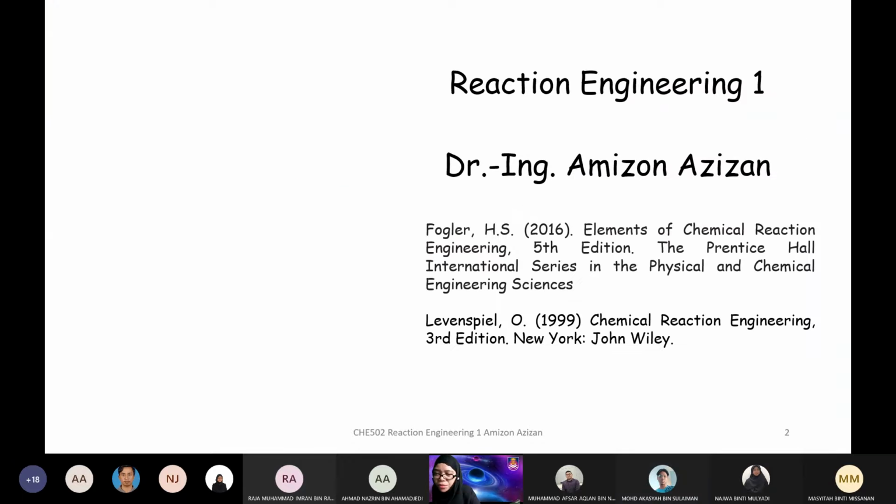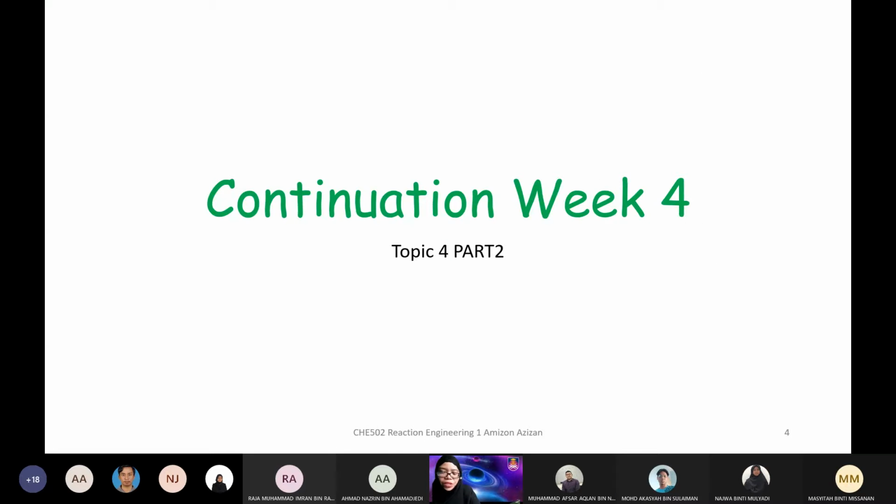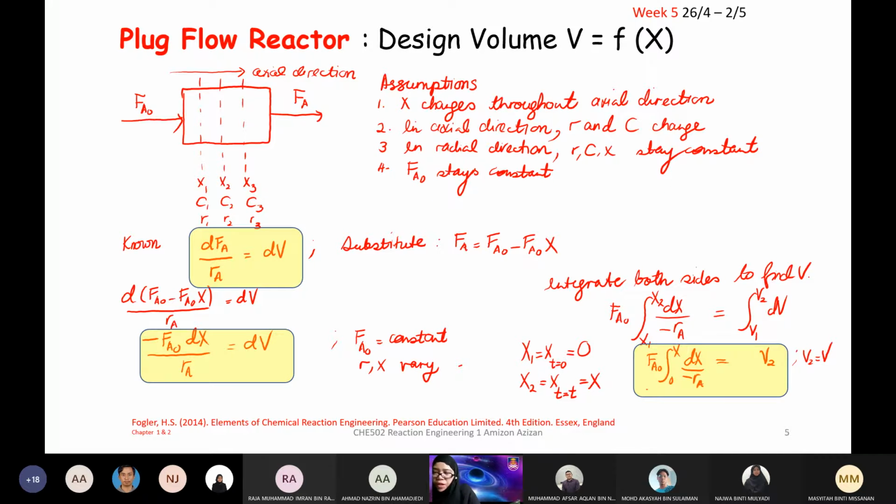So we are going to proceed. This is the continuation of week 4, topic 4, part 2. You can refer to the same slide. We were talking about the design volume, and this time we will proceed with the plug flow reactor.